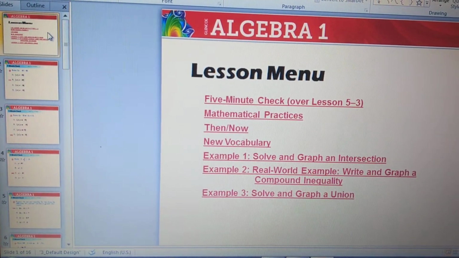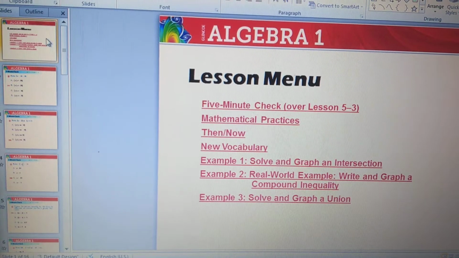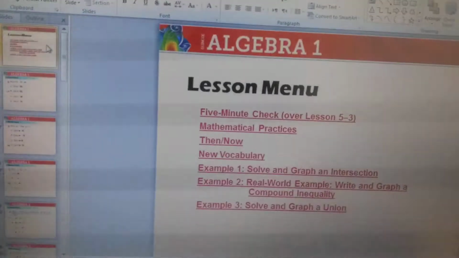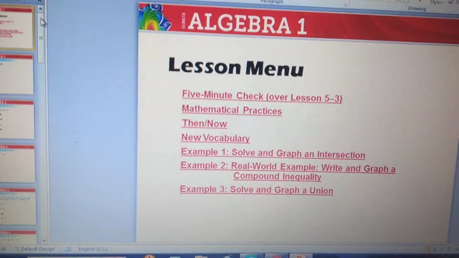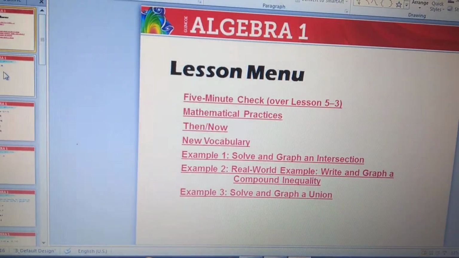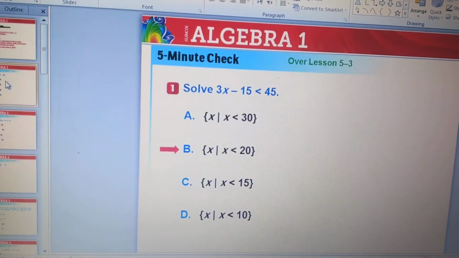Today our lesson is solving compound inequalities. Compound inequalities mean we are going to combine two inequalities. Before we start, as usual, we have some slides as revision for the previous lesson.